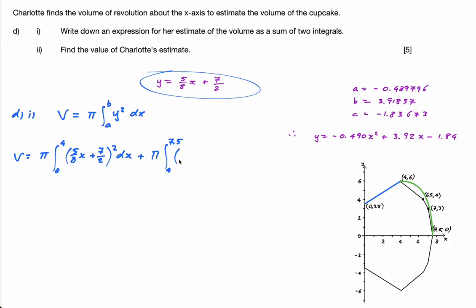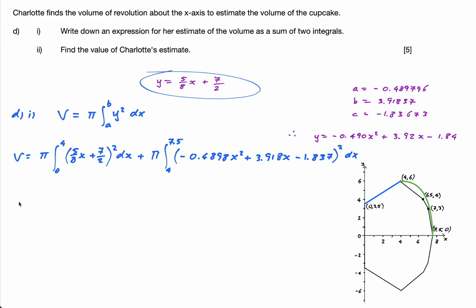It is, I'll put it in a bracket, minus. And guys, I'm going to put 4 significant figures in here because I don't want to use the rounded value in this calculation. So I'll go minus 0.4898 x squared plus 3.918x minus 1.837, and this is squared and it's dx. So that's it. That's part I.